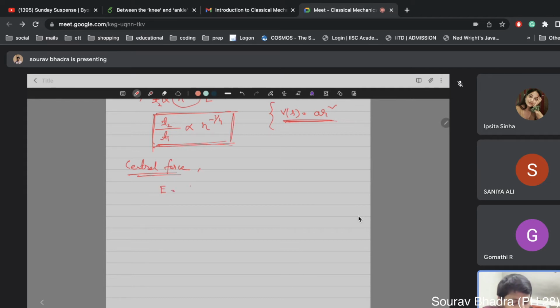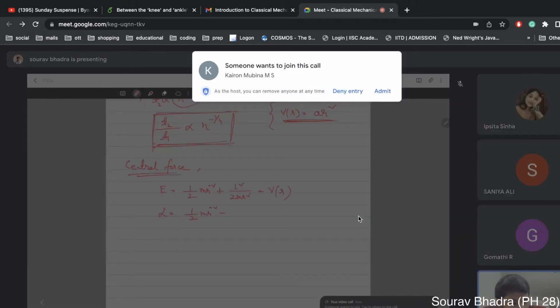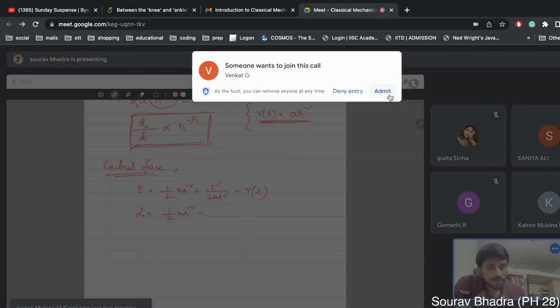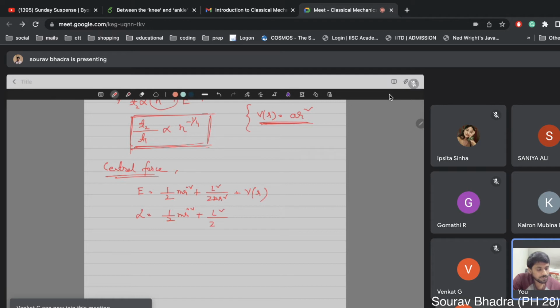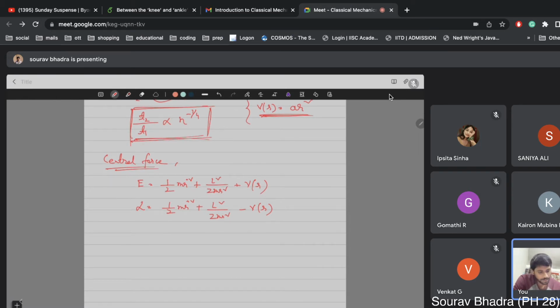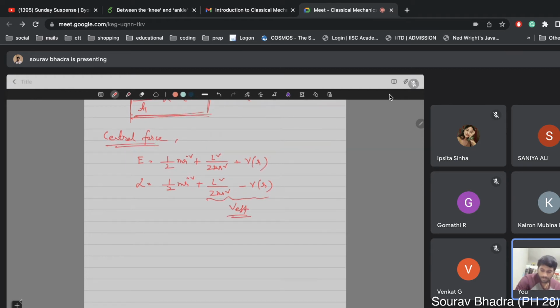There the energy is half m r dot square plus L square by 2 m r square plus V(r), and the Lagrangian is half m r dot square minus L square by 2 m r square minus V(r). Okay. And this is the V effective. Now one thing we will do.